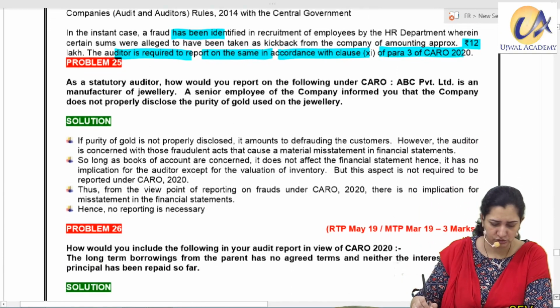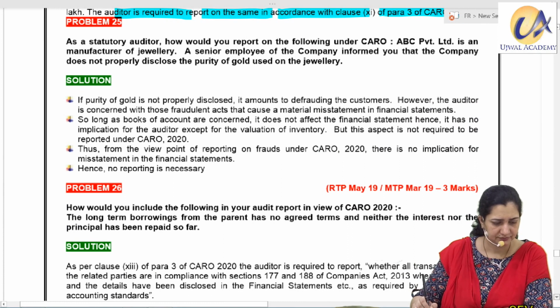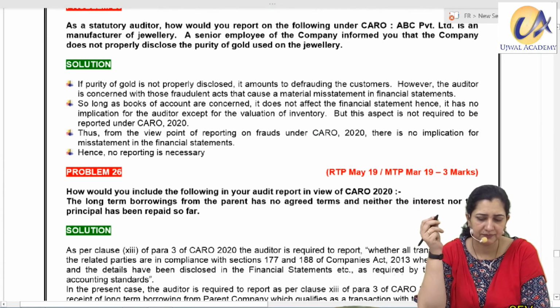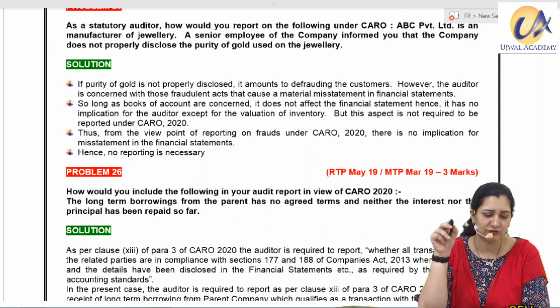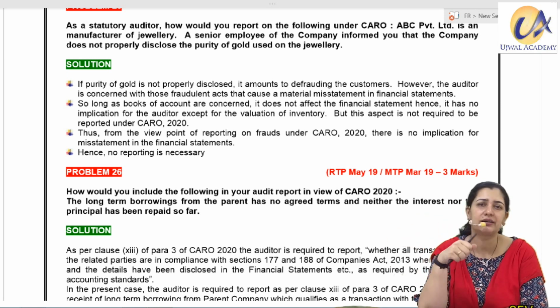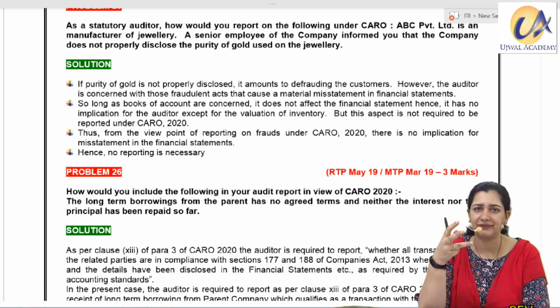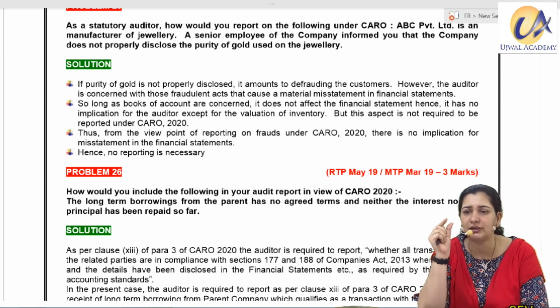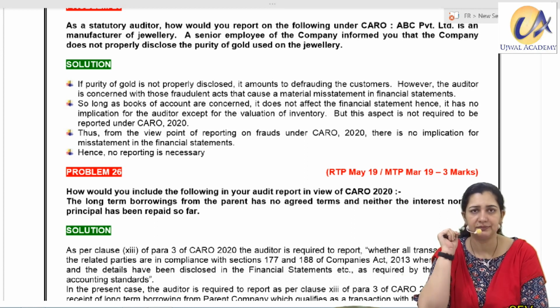And again, this is also fraud related. Report under CARO. ABC Private Limited is a manufacturer of jewelry. A senior employee of the company informed you that the company does not disclose the purity of the gold used in the jewelry. So they are not writing the purity of the gold, whether it is 22 carat, 24 carat or 18 carat gold. They have not mentioned it on the jewelry. So is this a fraud?